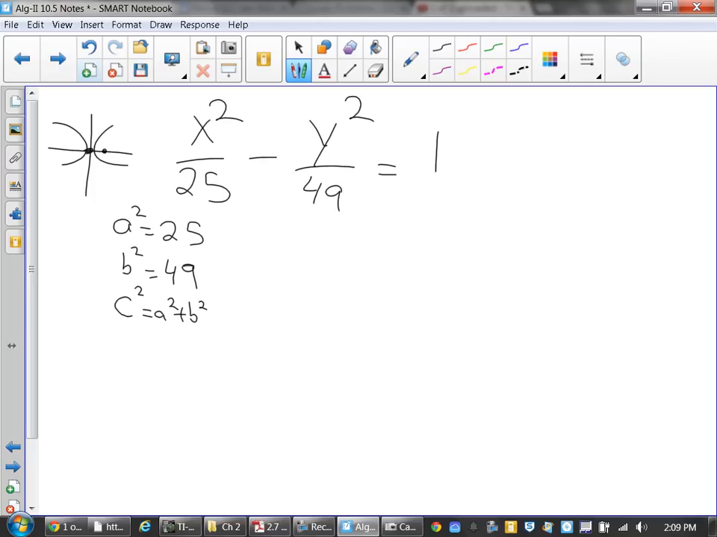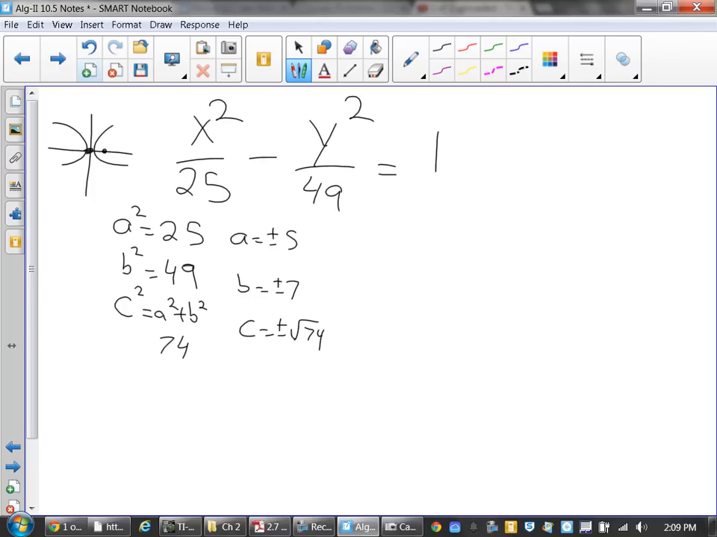It'll be easy to keep these things straight because you're only looking at hyperbolas right now. So in this case, your c squared value gets you what? 74, excuse me. A is plus or minus 5. B is plus or minus 7. And c will be plus or minus root 74. I'm pretty sure I can't simplify that because it's 37 times 2, so you're done.